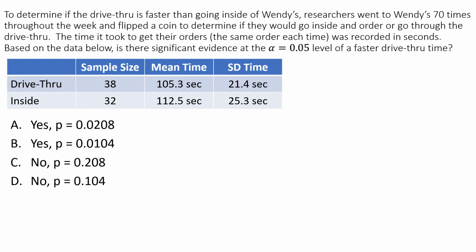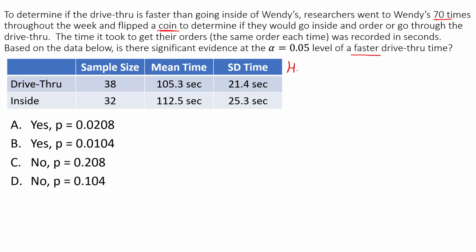So to determine if the drive-through is faster than going inside of Wendy's, researchers went to Wendy's 70 times throughout the week and flipped a coin to determine, so we got randomization right there, if they would go inside and order or go through the drive-through. The time it took to get their orders, the same order each time, Baconator, of course, was recorded in seconds. Based on the data below, is there significant evidence at alpha equals 0.05 level of a faster drive-through time?